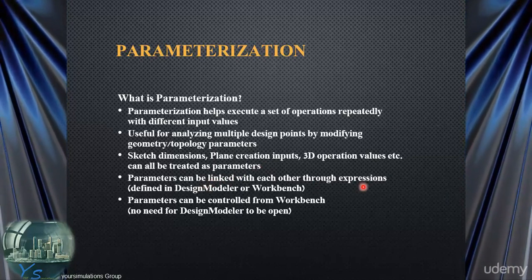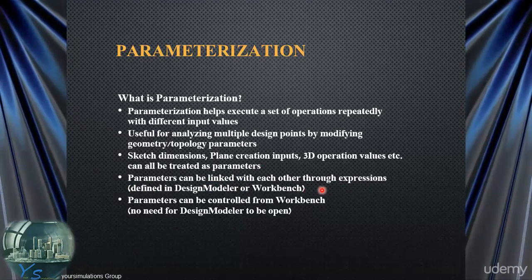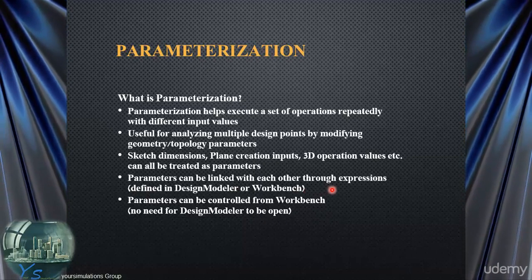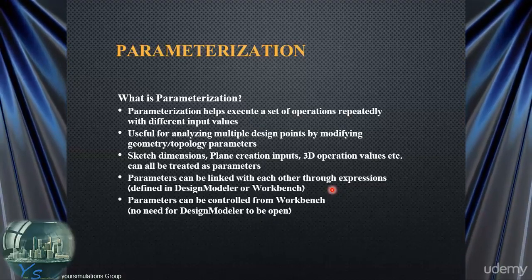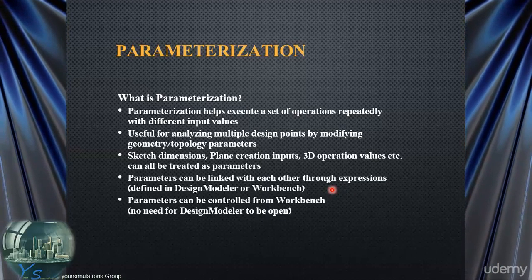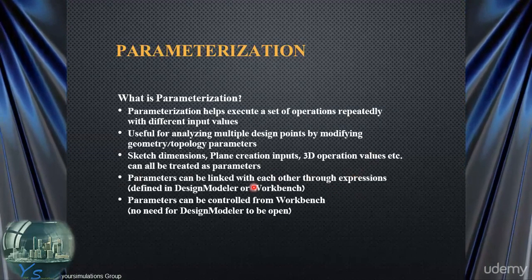And parameters can be linked with each other through expressions. So if we say that, for example, the length of a particular geometry has always got to be 4 times its width, we can specify that as a parametric constraint.